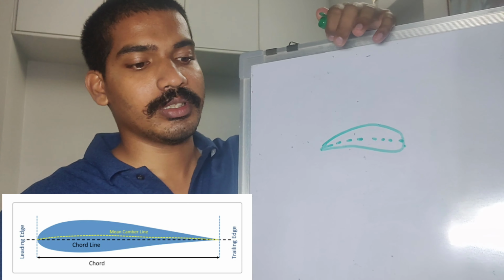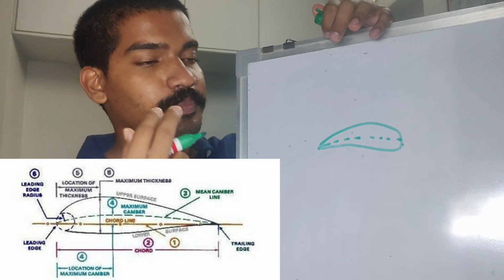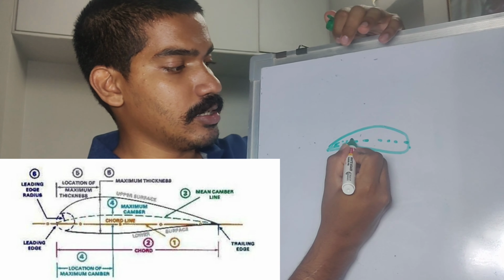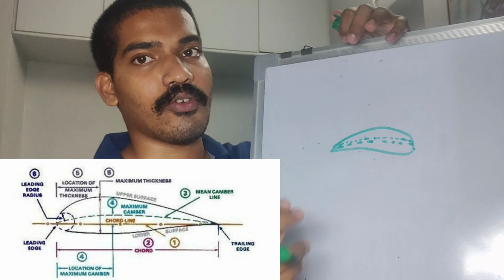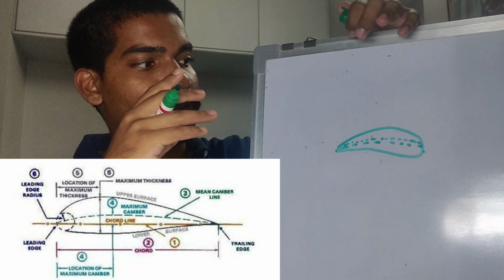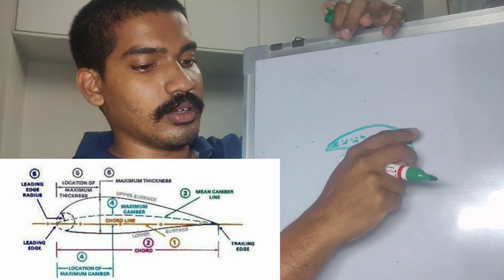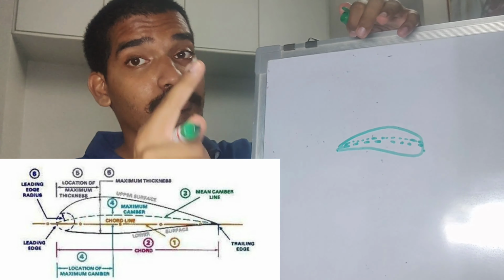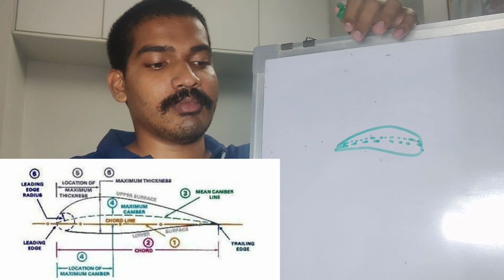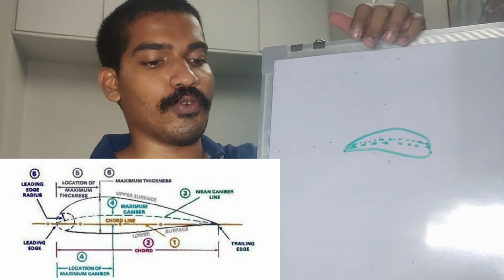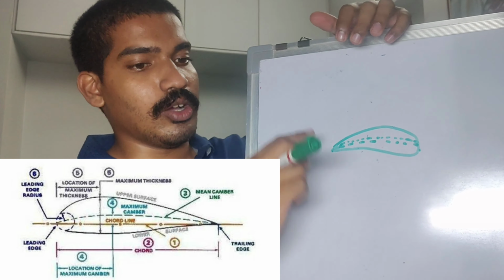All right. Now the next definition which we would like to cover is the mean camber line. The mean camber line, what it does basically is it just divides the aerofoil into two equal halves. The chord is just a line which is from the leading edge to the trailing edge. All right, but the mean camber line divides it into two equal halves. That's the difference between both of them. All right. Now the word camber is the curvature of an aerofoil. All right, the curve of an aerofoil.